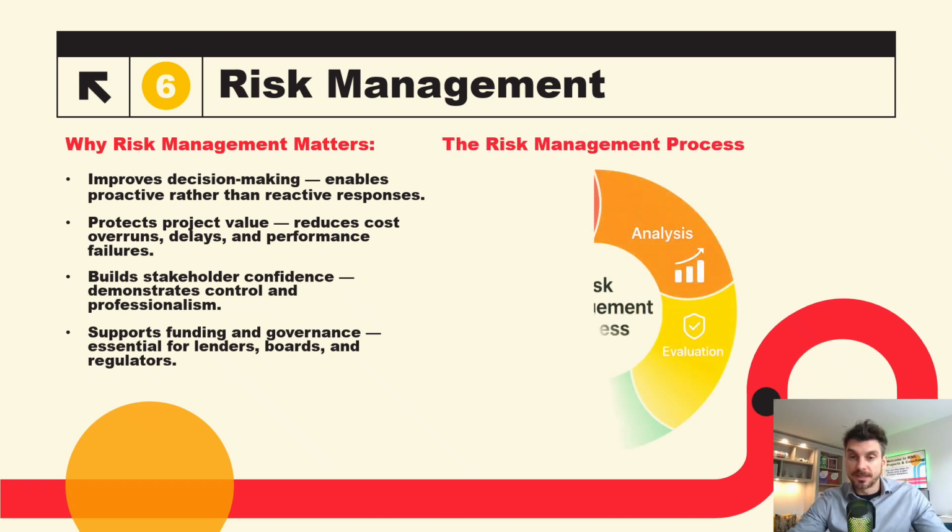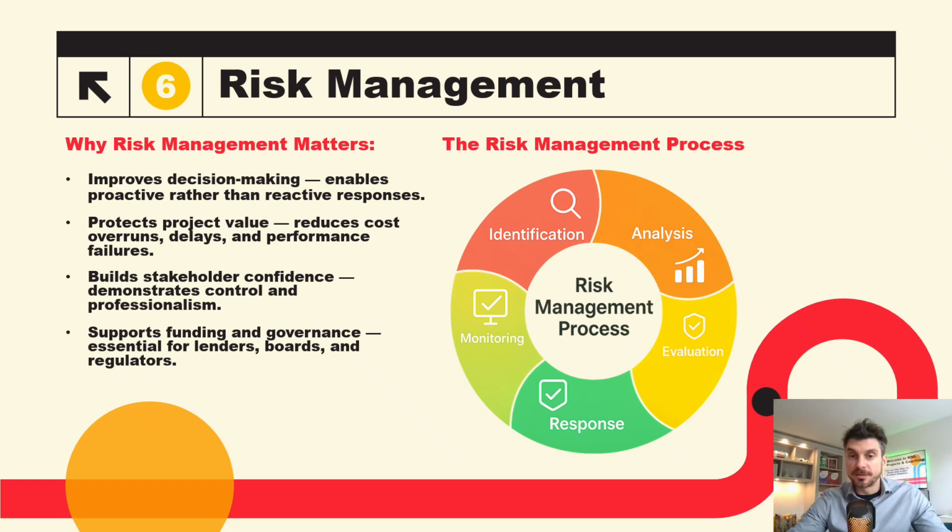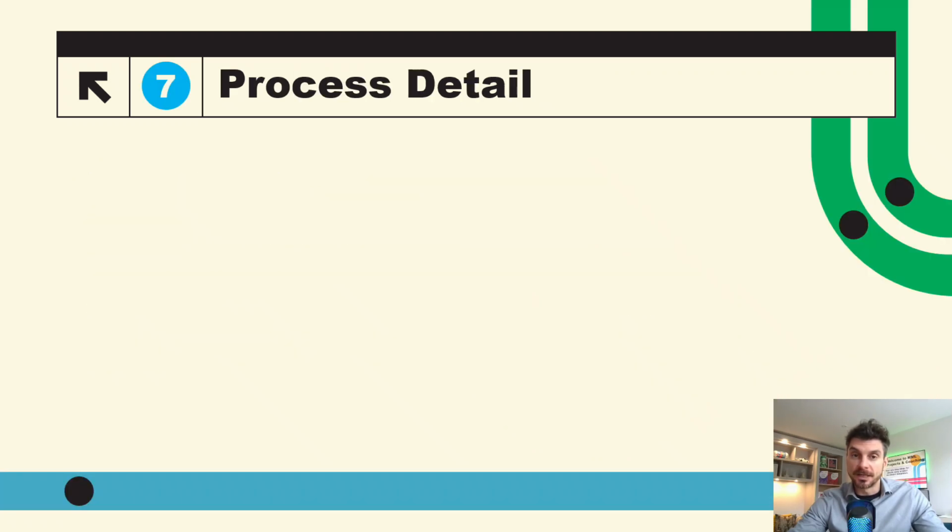Risk management process. As you can see here, when you think of risks, you need to think of these 5 key categories: the identification of the risk, analyzing the risk, evaluation, what the response is, and then monitoring. Let's get into a little bit more detail about the risk management process.